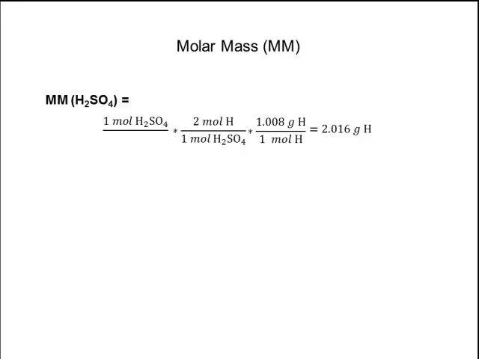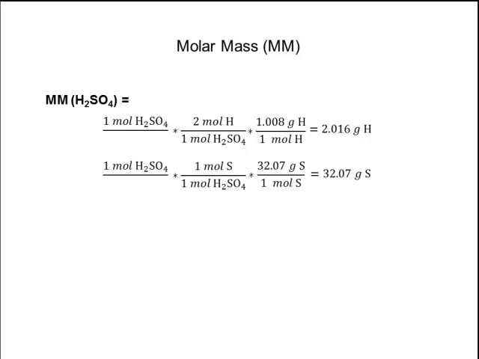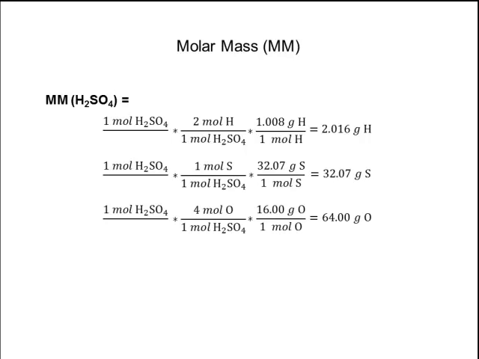And now remember, I'm doing molar mass, so I've got to do that for the sulfur. I've got to do that for the oxygen. Add them all up, I get 98.09 grams. So my molar mass is 98.09 grams of H2SO4 per 1 mole of H2SO4. Okay, you've seen that before. That's just a quick review of molar mass, but you need to know how to calculate molar mass.